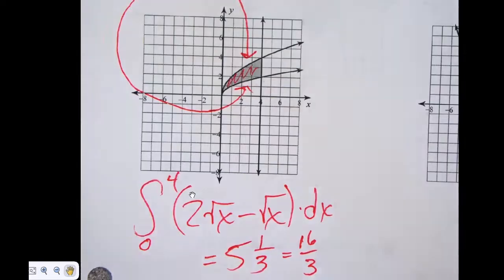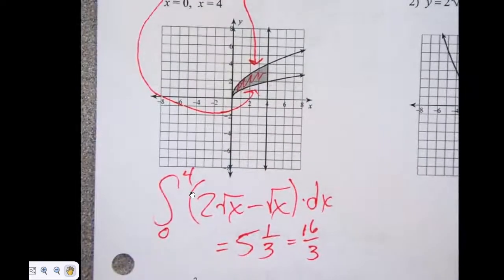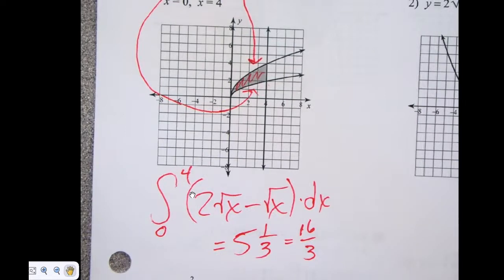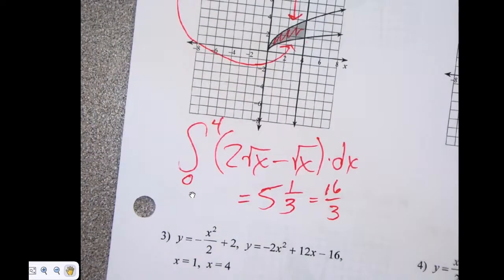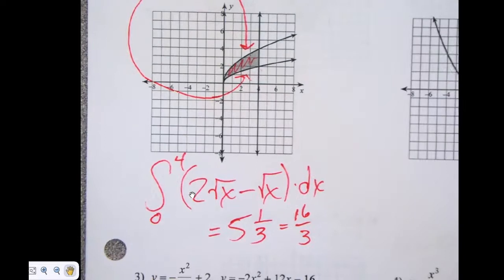And if you were at a free response, that's all you have to show. If you have the calculator on that part, you set it up, and then you type it into your calculator, and you get the answer. Is everybody getting 5 1/3 or 16/3?